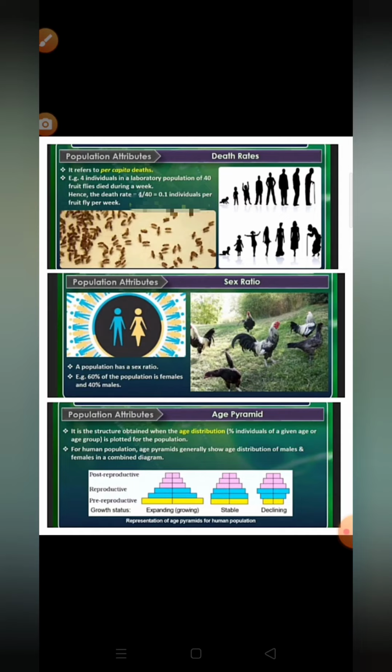For human population, the age pyramid generally shows the age distribution in males and females in a combined diagram. When the pyramid is conical at the top and widens towards the base, we say it is an expanding or growing pyramid. It is a triangular shaped pyramid. When it is stable it will be a bell shaped pyramid, and declining will be an urn shaped pyramid.